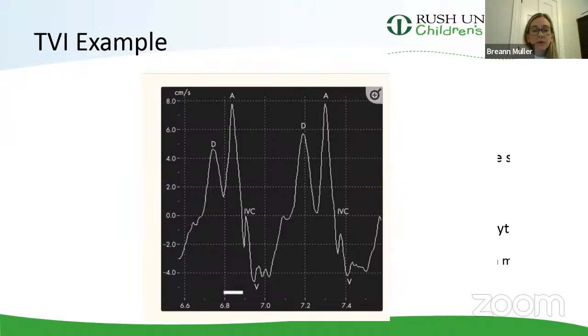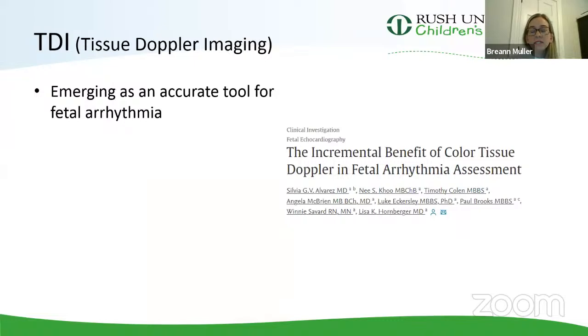This is what a tissue velocity looks like. Similar to tissue Doppler, but it gives a nice clean line, and it's showing you A is the atrial contraction. This is the isovolumic contraction of the ventricle, and then the rest of the contraction of the ventricle. So you're putting your cursor through tissue, picking up atrial movement and ventricular movement, similar to tissue Doppler, which is this slide.